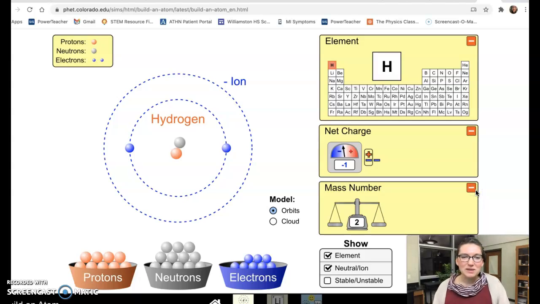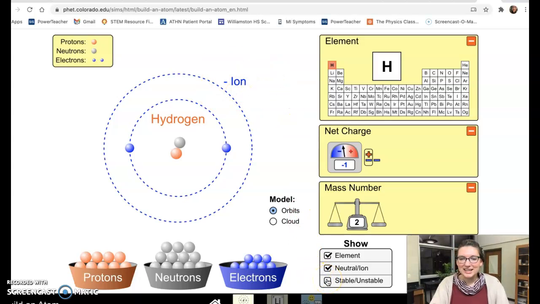I can also see what the mass number is. So this has a mass number of 2 because it's got a proton and a neutron, which makes it have a mass of 2. And another thing I can do here is I can click on to show me what element it is. I think that's helpful just so you get those names in your head. You can have it show you if it's a neutral or an ion. I think that's helpful to see that too, so check that.